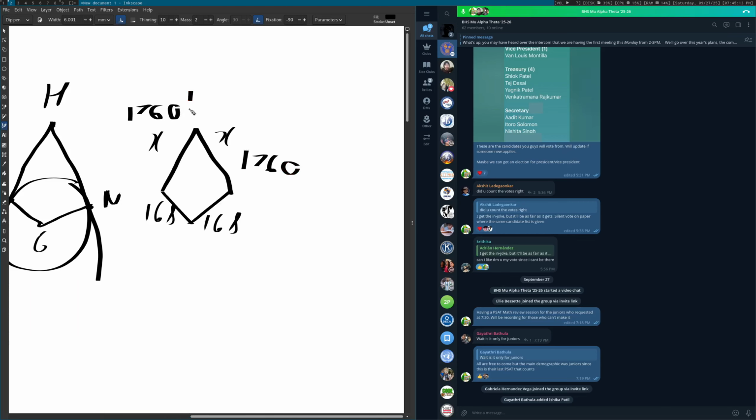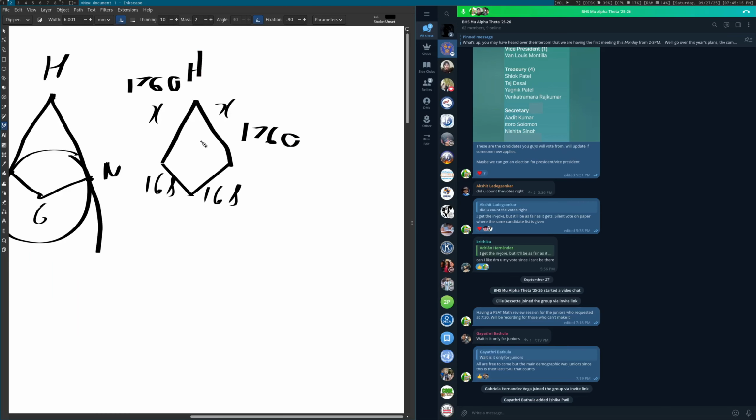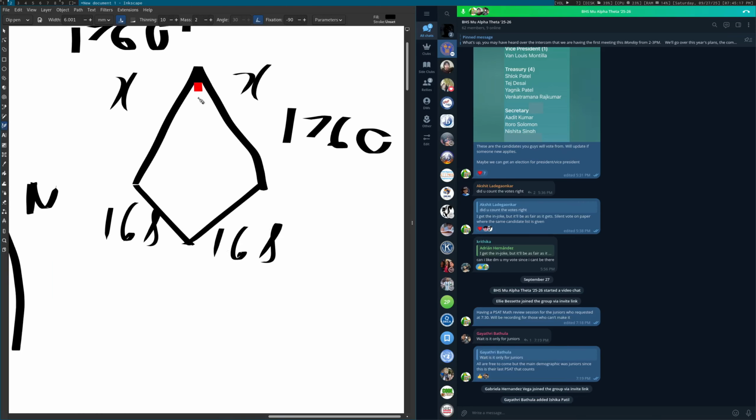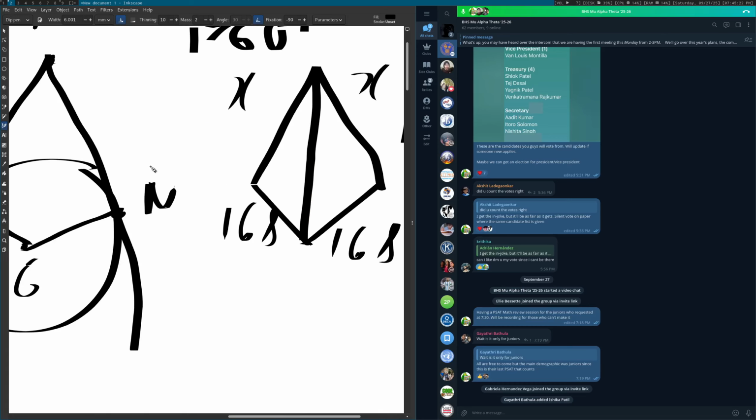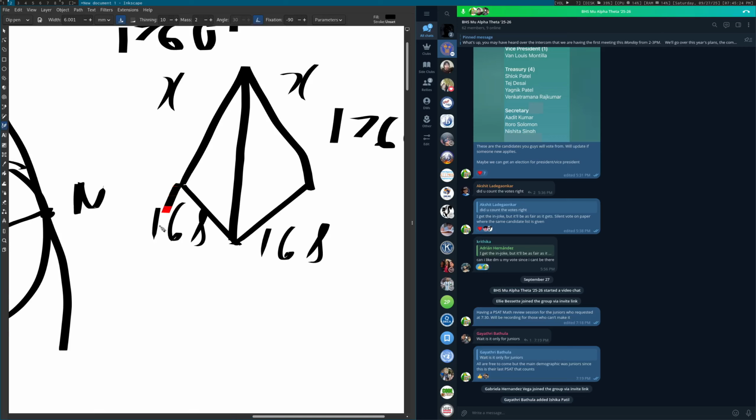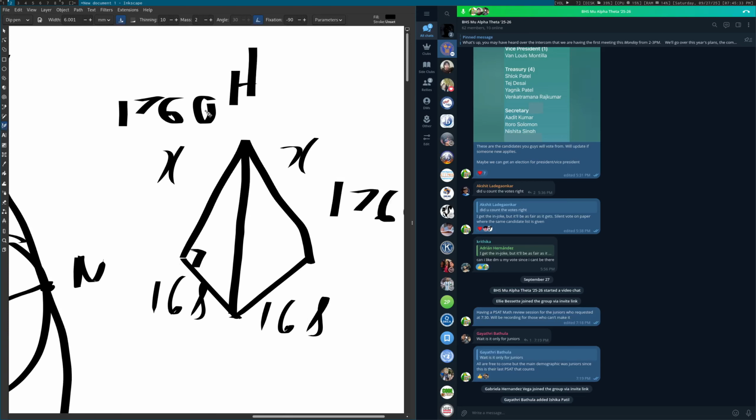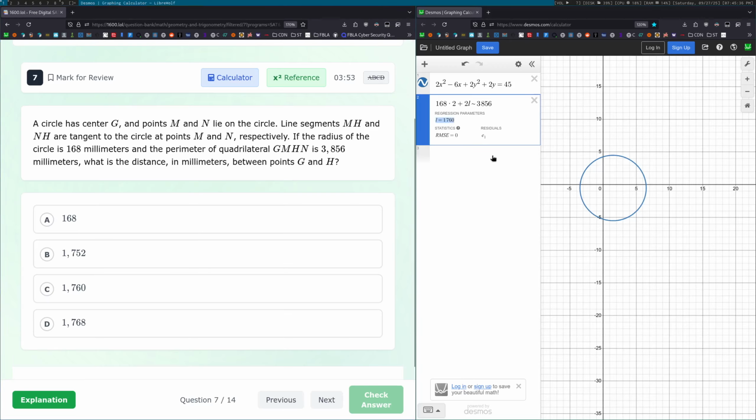And we want the length straight across. Okay, straight across. Let's just draw that line. And oh, would you look at that? It's a right triangle. And we know this is a right triangle because this is a tangent line. This is going to be 90 and 90. Okay. So since we have 168 and 1760, we can apply the Pythagorean theorem. Square root of 1760 squared plus 168 squared. We get the final answer of 1768.